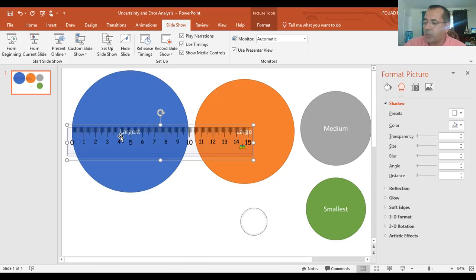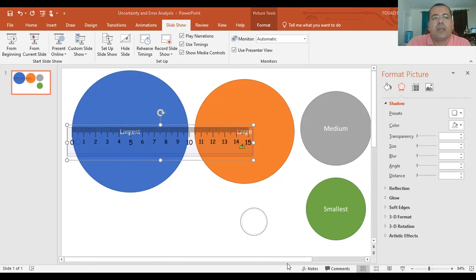So right now I get 3 measurements. Maybe student 1 gets this one, student 2 gets this one, student 3 gets this one. Absolutely everyone, we respect the reading that you get. But what is my final reading? It is the average of these readings. So how can I get the average?